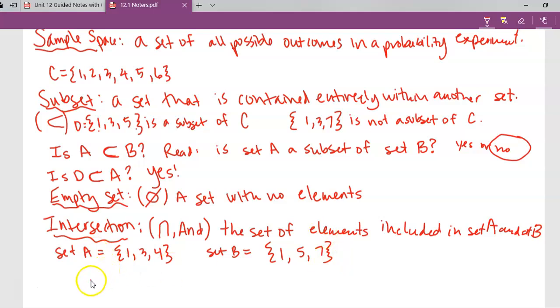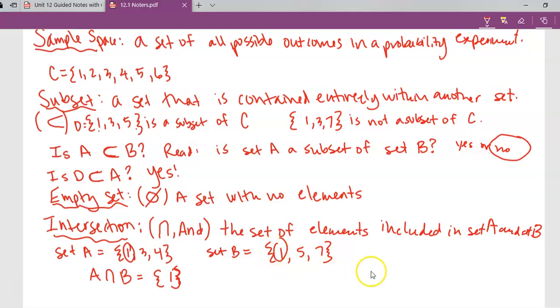Then if I wanted to take the intersection of these two sets, A intersect B, I'm looking for elements that are in set A and they're also in set B. So since 1 is in both sets, 1 is part of the intersection of A and B. 3 is only in one of the sets. It's not in A and B, it's only in set A. So 3 would not be in A intersect B. Same thing with 4, 5, and 7. So in this one, the only element in the intersection is 1, because 1 is the only one that's in set A and in set B.